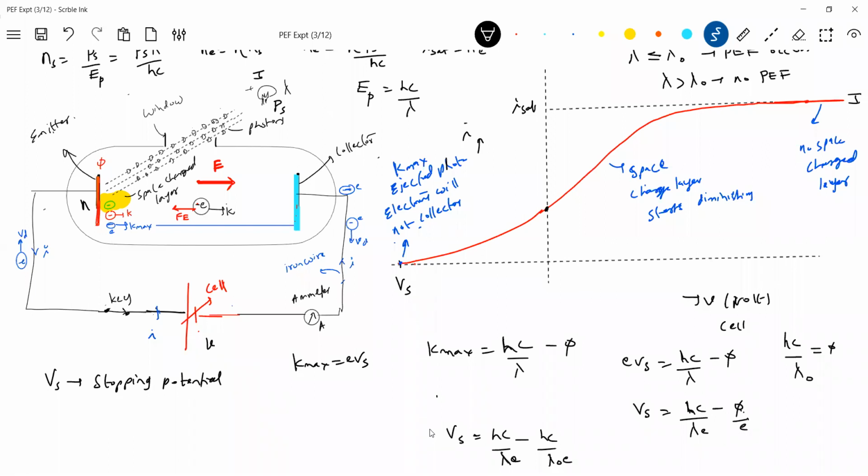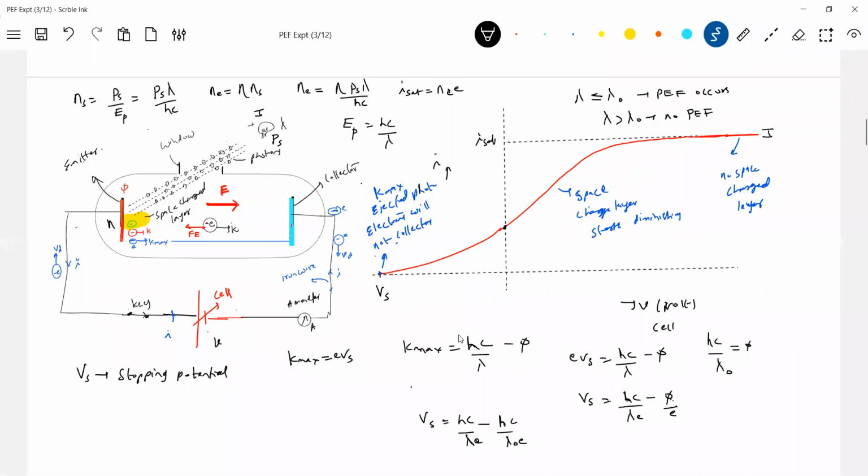I'll make a correction. It should be work function by E. Like this, we can bring it in terms of threshold wavelength also. Okay, let's come to this. What will happen if I increase intensity? I'll keep lambda constant and just vary the intensity. What will happen to stopping potential? We'll see.